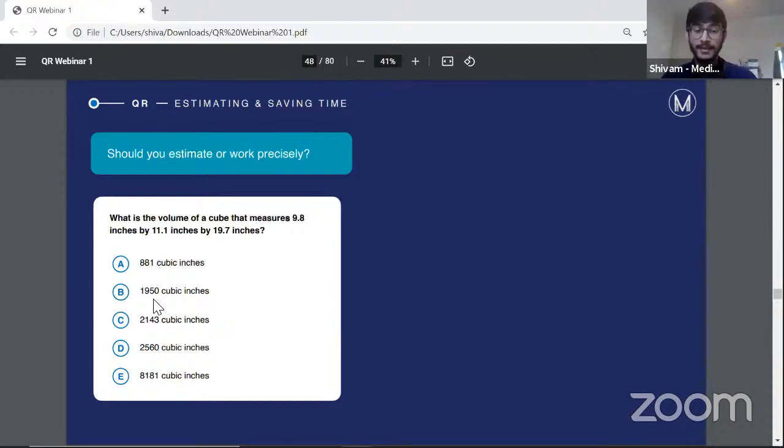Yeah, I think this is a fantastic question, and it really emphasizes that. What everyone could have done is just plug 9.8 times 11.1 times 19.7 into the calculator. Do you know what could have happened? I would have probably typed one of the wrong answers, then had to clear my calculator and start again. Using that calculator is a bit of a faff.